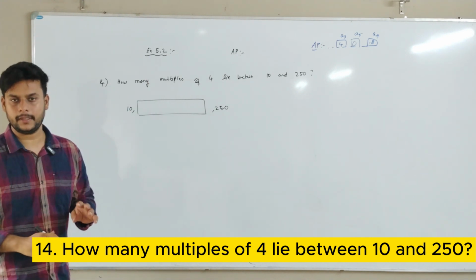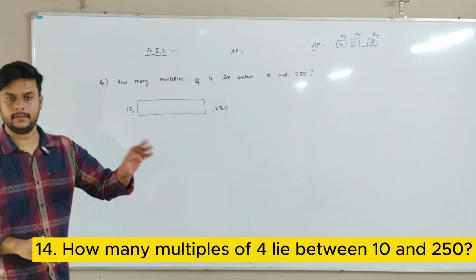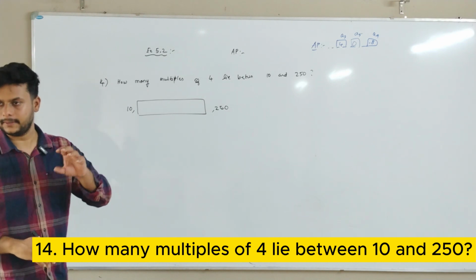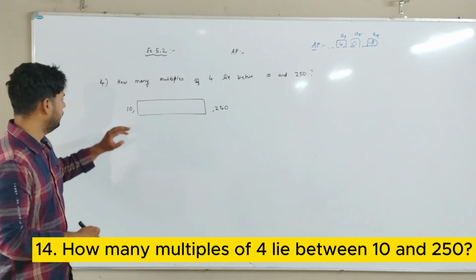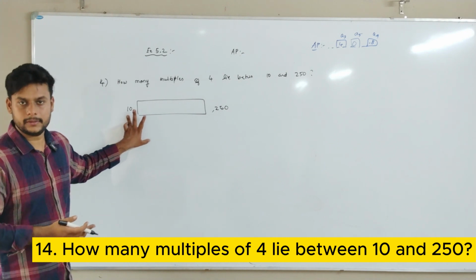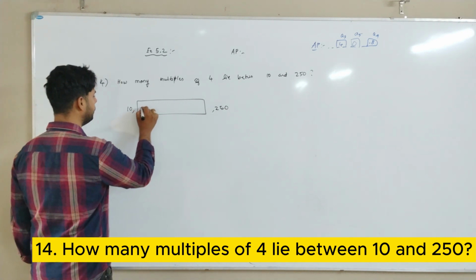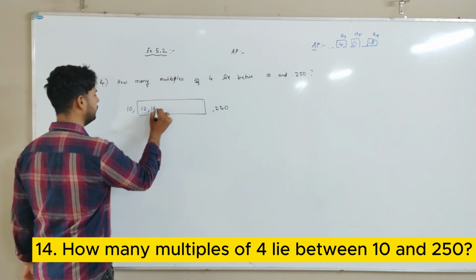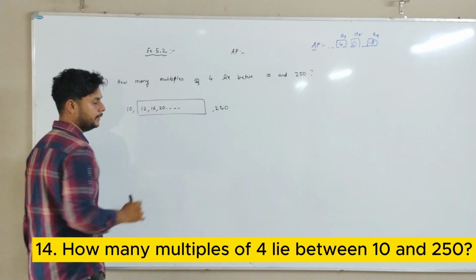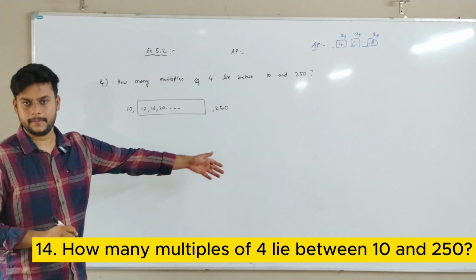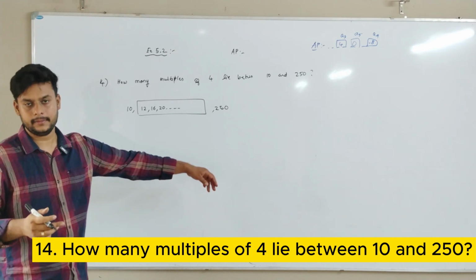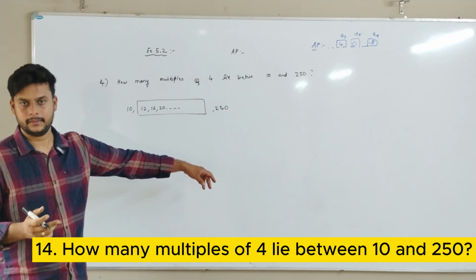Multiples of 4 are 4, 8, 12, 16, 20, and so on. After 10, I should start. So what is the first multiple after 10? 12. Multiples of 4 are 12, 16, 20, and so on. Before 250, what might be the answer? 249, is it correct?